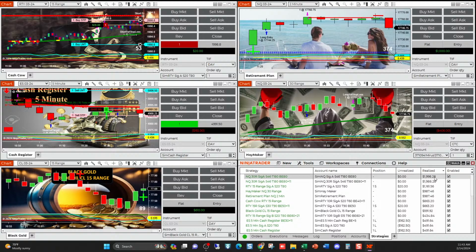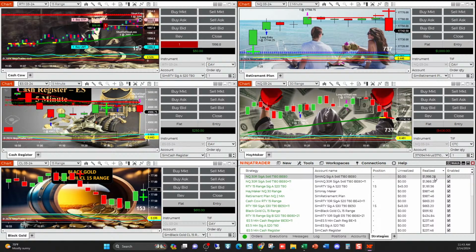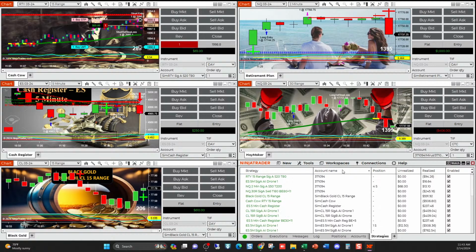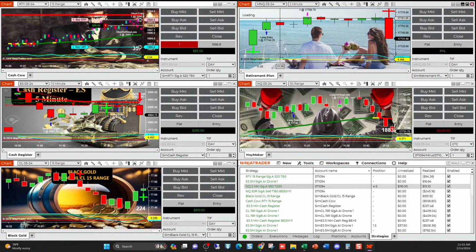Order submitted. Order filled. Okay, so we got some movement. Order submitted. Downhill. A lot of movement. And we caught this one with this one right here, NQ 2-minute MNQ. Good, first one.